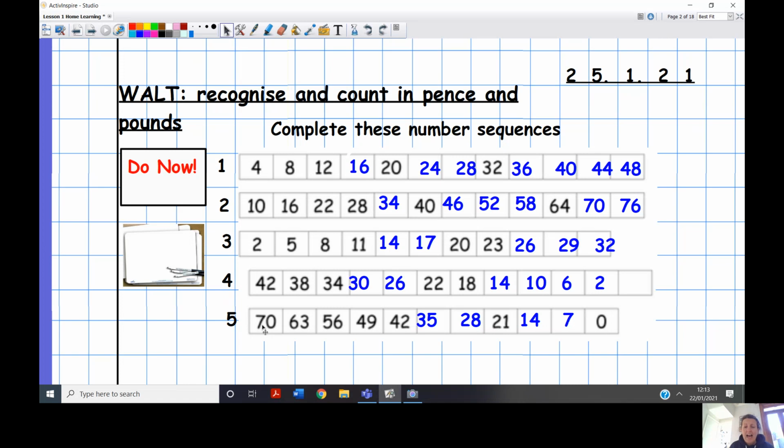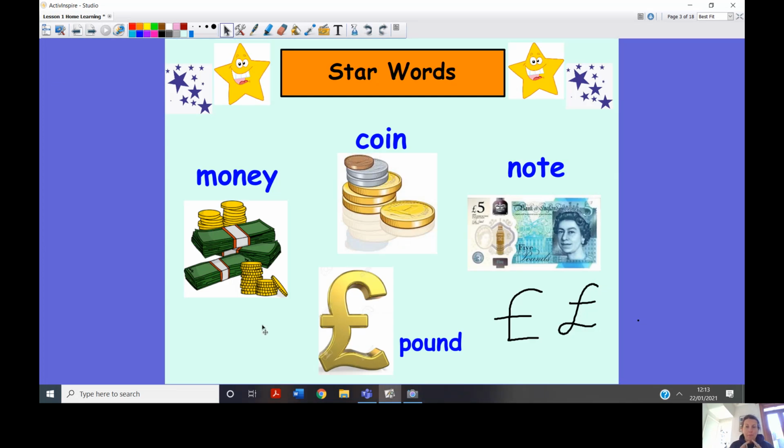Right, let's have a look at those keywords for today. Remember, as always, my turn, your turn. Money, coin, note, and pound. Note how you draw a pound symbol. We draw it like this, or if you're not comfortable doing that, draw it like that. It's quite fun to practice as well. It's a good way to work on your handwriting skills.